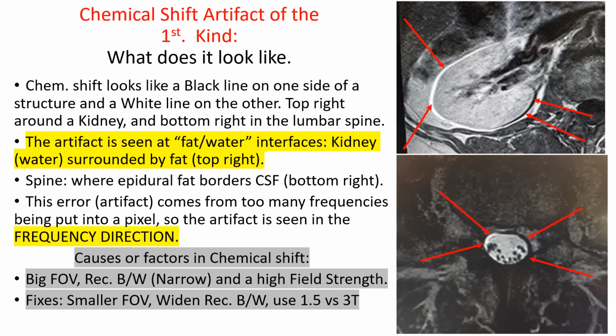Use a smaller field of view or go to a 1.5 Tesla scanner, but that's not practical. If you saw that artifact, you're not going to say, I'm going to get them off my 3T and put them on the 1.5. That don't happen. Artifact is in the frequency direction at fat and water interfaces. You can fix it with receiver bandwidth. That's the quick, cheap, and easy way to do it.